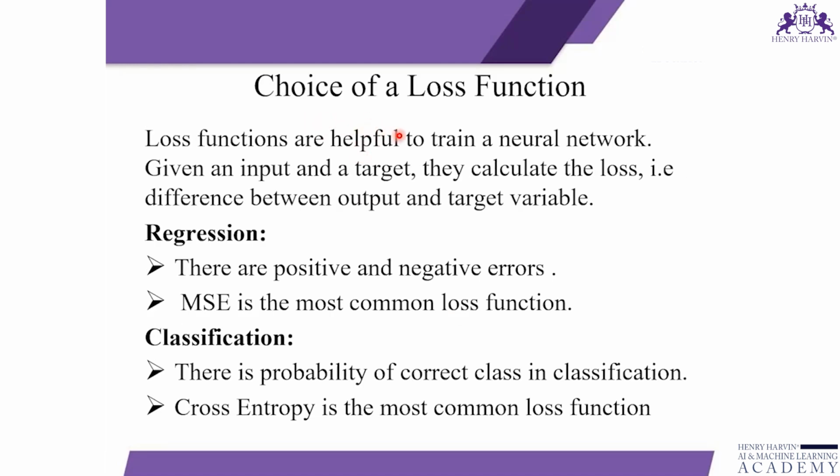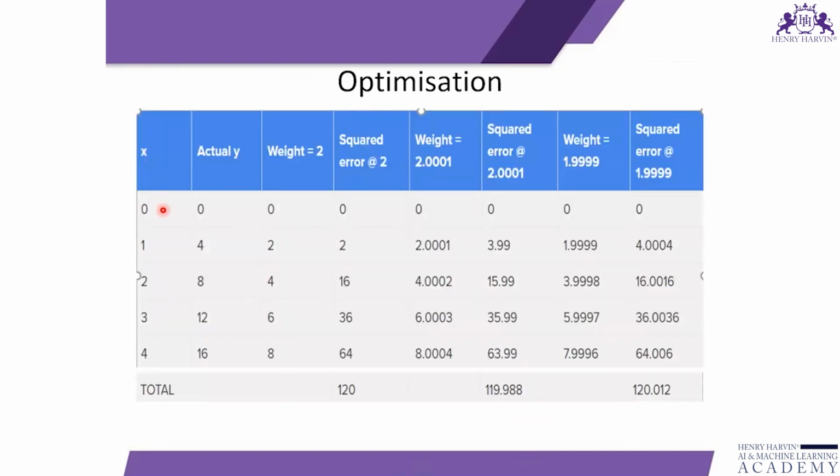To understand these optimizers, we should have a quick review of the loss function. Loss functions are helpful to train a neural network. Given an input and a target, we calculate the loss, that is, we find the difference between the output and the target variable. In a regression problem, there are positive and negative errors, and MSE is the most common loss function. We try to find the mean square error. In a classification problem, there is a probability of the correct class, and cross entropy is the most common loss function.